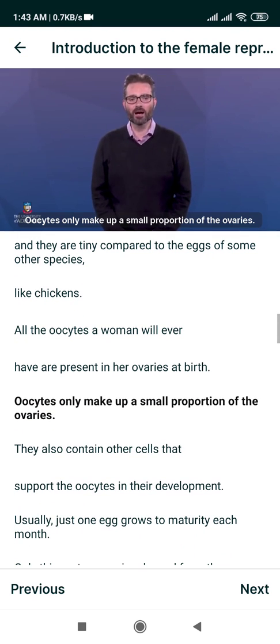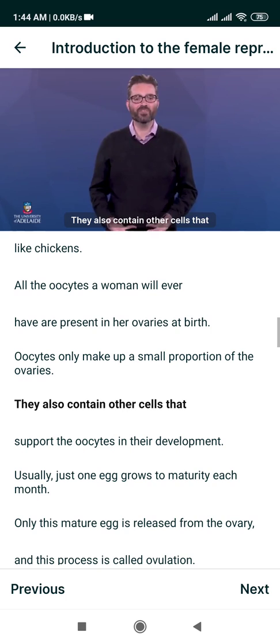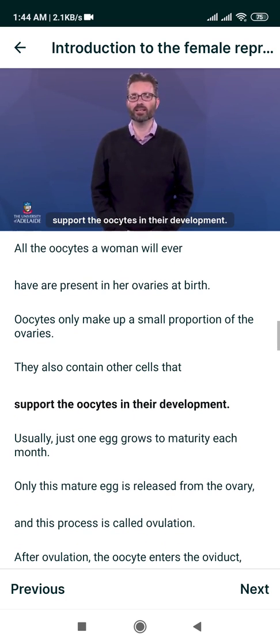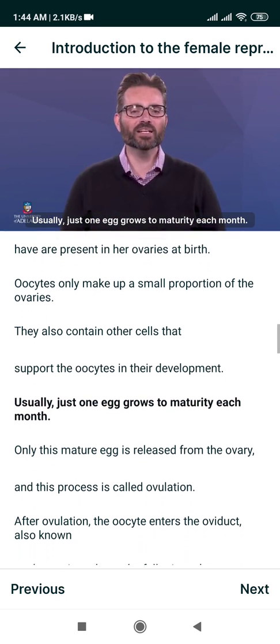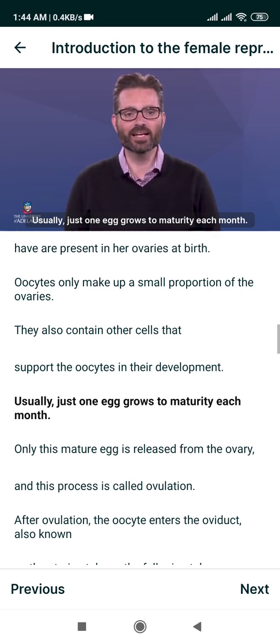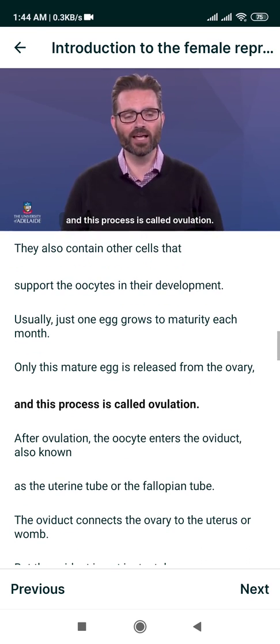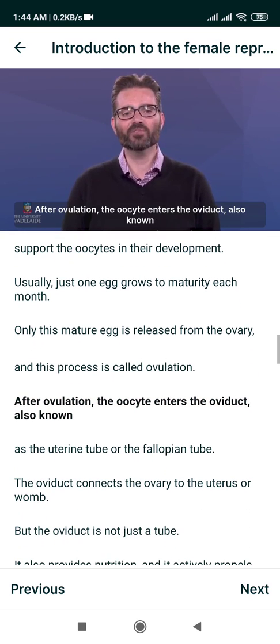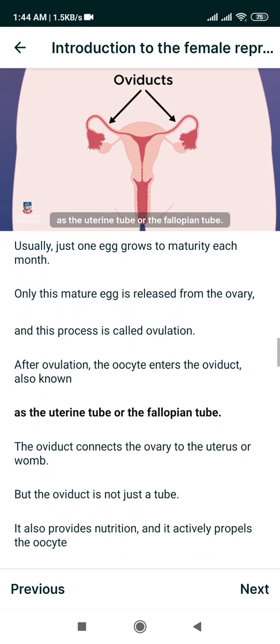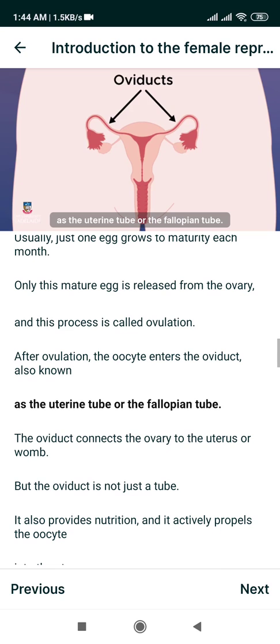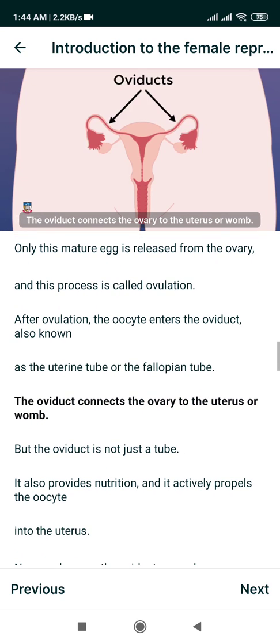Oocytes only make up a small proportion of the ovaries. They also contain other cells that support the oocytes in their development. Usually just one egg grows to maturity each month. Only this mature egg is released from the ovary, and this process is called ovulation. After ovulation, the oocyte enters the oviduct, also known as the uterine tube or the fallopian tube. The oviduct connects the ovary to the uterus or womb.